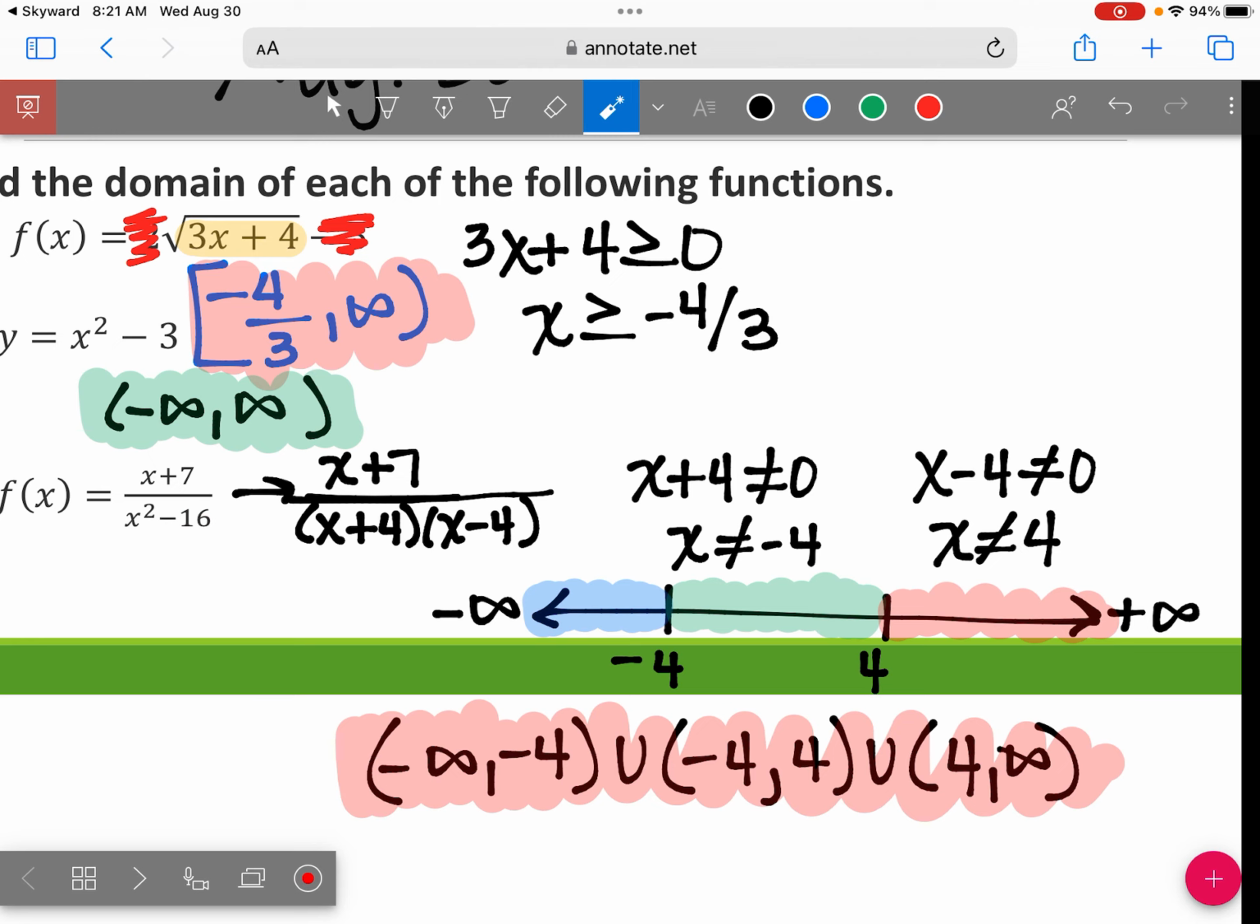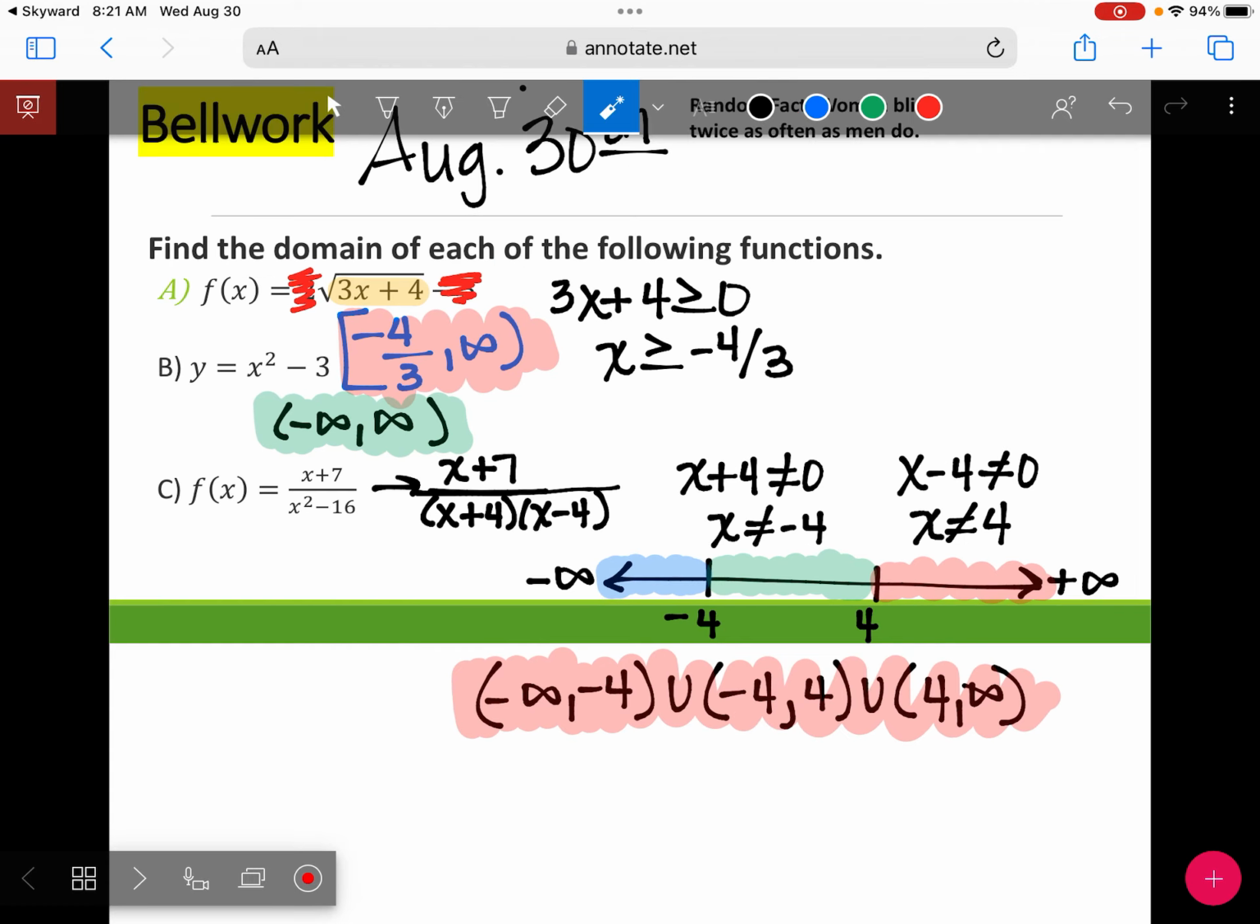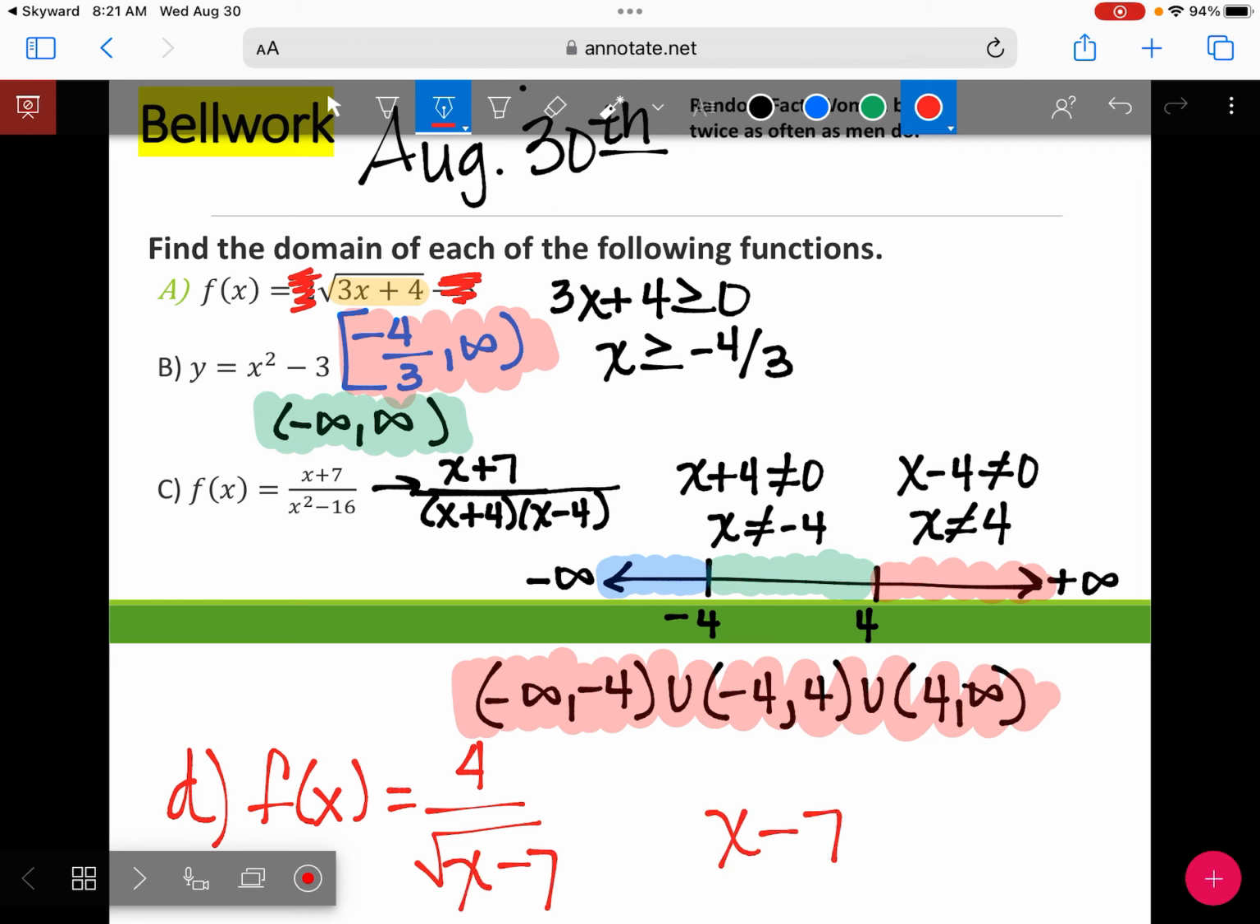So if I gave you an example where it says, if question D, and we'll probably do one like this on Friday. If it said f of x equals 4 divided by the square root of x minus 7, then I would say x minus 7, not only does it have to be positive, but it also can't equal 0. So it would just be x minus 7 is greater than 0 instead of greater than or equal to 0. But we'll talk about that more on Friday.